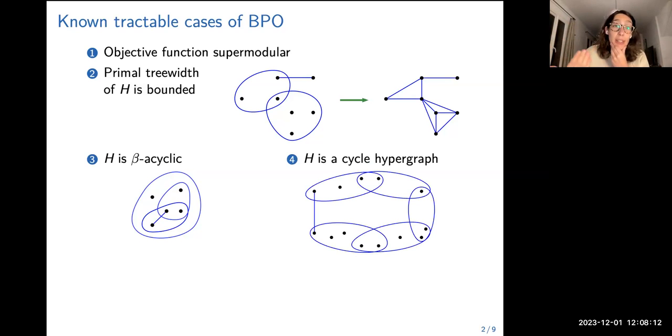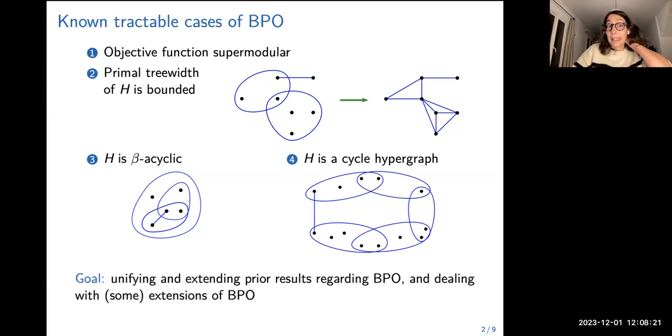And finally, we can also do something when we have some cycles, granted that the structure of the whole hypergraph is something like that. So basically, the goal of this project is to unify all these results connected to the structure of the hypergraph and extend them. By unifying, I mean the following.